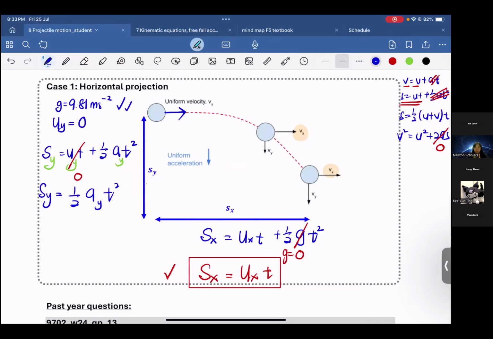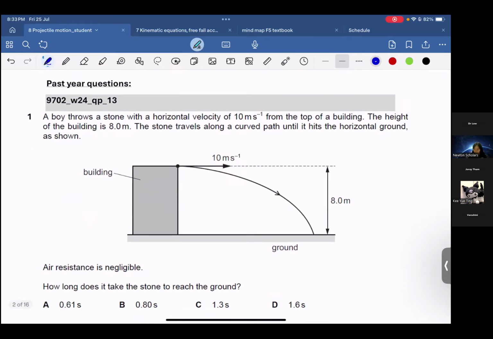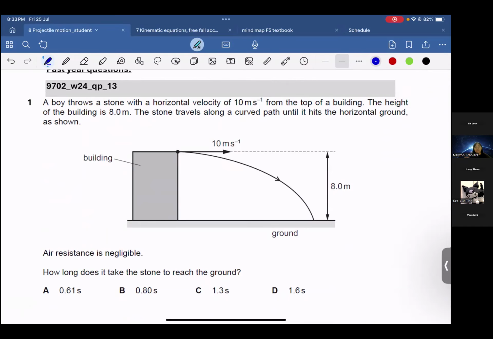Okay, we try with the past year question. Now this one is theory. Now we look at the past year question here. You look at this 10 meter per second horizontal velocity, so I write ux is 10 meter per second. The height here is vertical, so you label it sy. Okay, so here the question is asking how long the time is, which means they want you to find the time t. Can we use the horizontal component to find the answer for t?